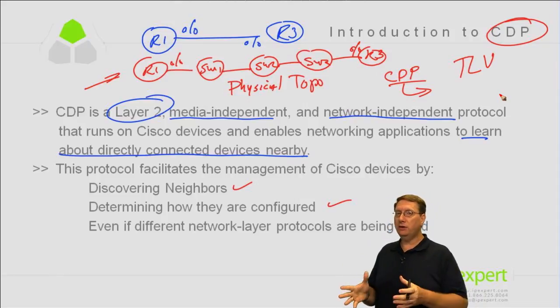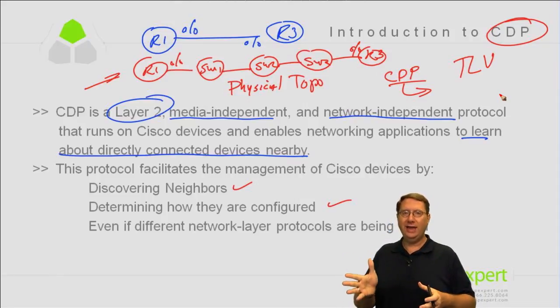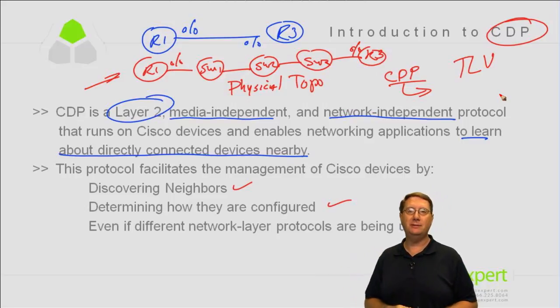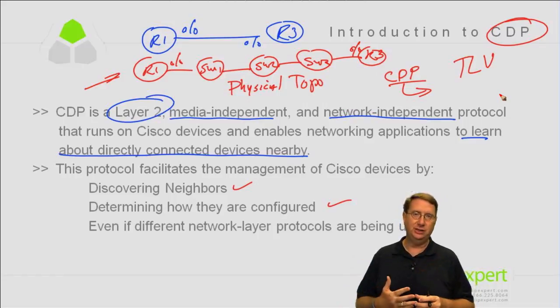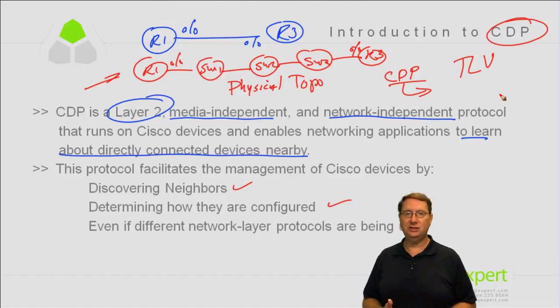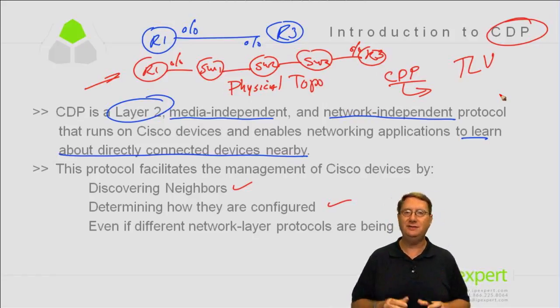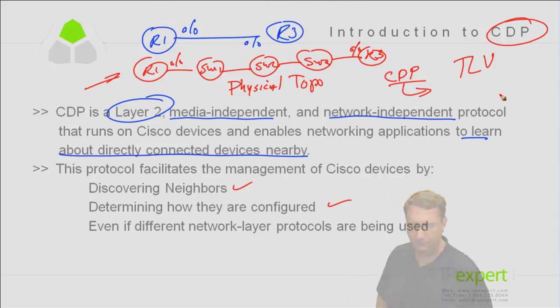So as we are going to find out, we've taken CDP from its original version 1 to version 2 with some optimizations that allow us to do things like mismatch detection, error configuration detection, and things along those lines in an automated fashion. And it's been able to do that because it's been enhanced to support this idea of TLVs. We'll talk more about that shortly. But the key element here is that all of this takes place even if we have different network layer protocols.